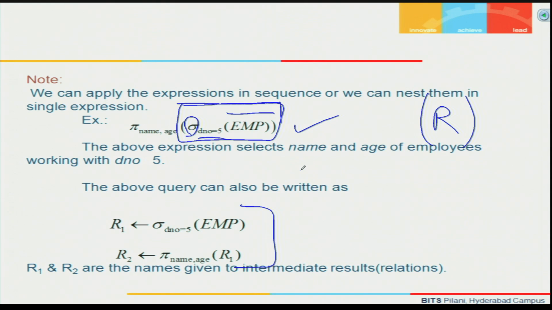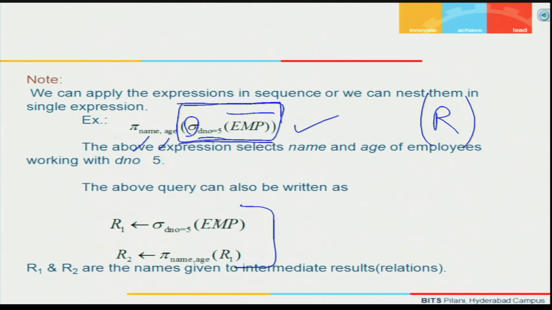On the temporary relation, again we are applying the second operation, that is the projection operation, wherein I am projecting only on name and age. From the result of the first operation, I will project only on name and age, and that is going to be my final result. The above expression selects name and age of employees working with department number 5. The above query can be written as follows.